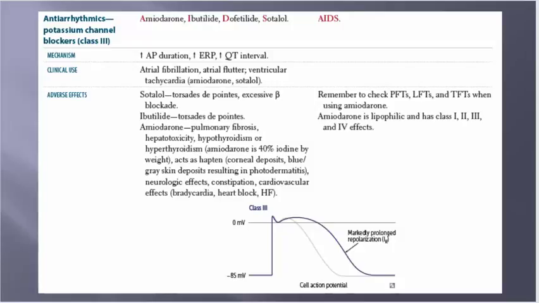Antiarrhythmics, potassium channel blockers, class 3. Examples would be amiodarone, ibutilide, dofetilide, and sotalol. The acronym would be AIDS. Mechanism: increases AP duration, increases ERP, increases QT interval.